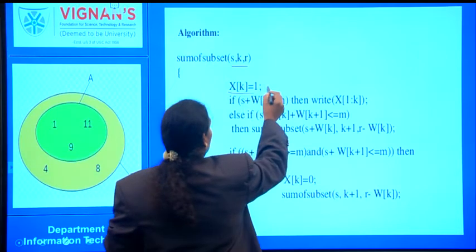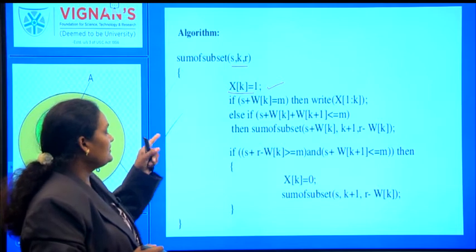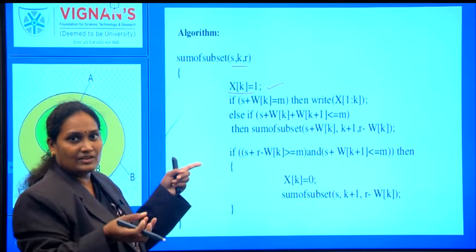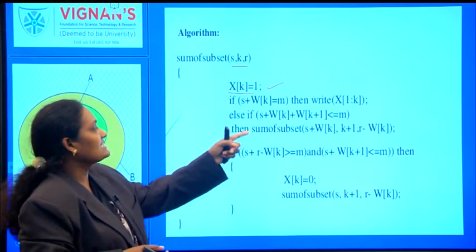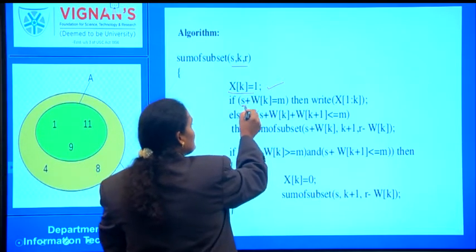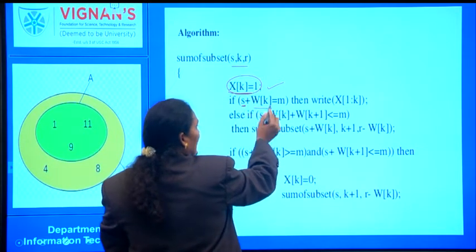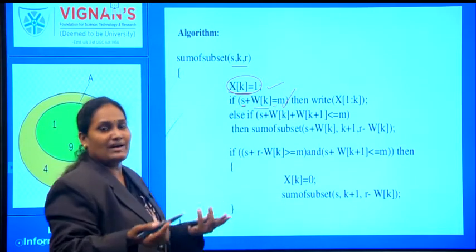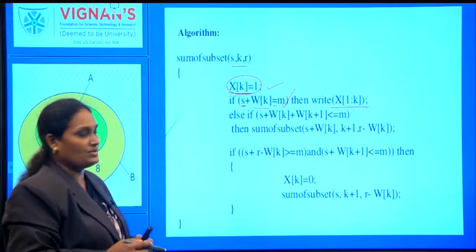Initially we are taking x of k is equal to 1. If sum plus w of k, that is the weight of k, which is the value present at position k, is equal to m, then write x1 to k. That is, if the initial sum value plus the weight of the element we took as 1 is equal to the given integer, we have found the solution, so we need to write the solution vector.